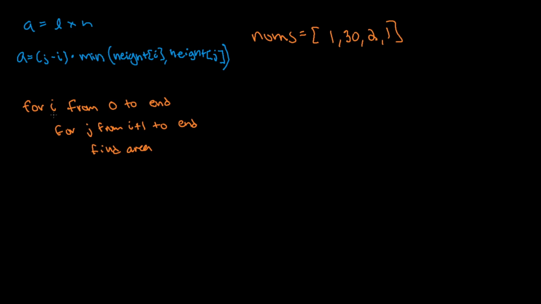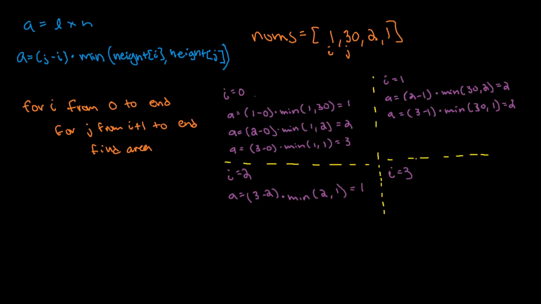To start, our first loop is iterating from 0 to the end, so our i would start here, and then for our j, we will start at i plus 1 all the way to the end, and each time we're iterating through j, we want to find the area. So our j will start here. Now I'm going to write the result of the for loop out, and then we can analyze them to see how we can optimize our search. And here are the results.